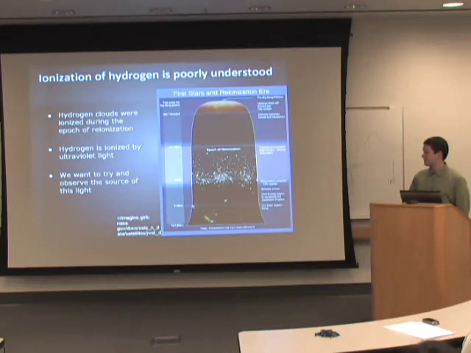So the goal of my research project is to determine how the hydrogen gas between galaxies, called the intergalactic medium, became ionized. We suspect that it was ionized by high-energy ultraviolet radiation emitted from galaxies formed at that time, but due to the extremely faint nature of these galaxies, it's hard to make observations to confirm this.